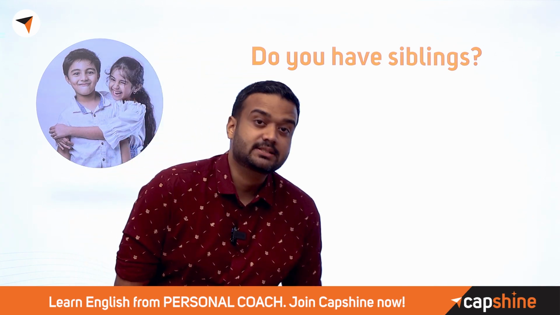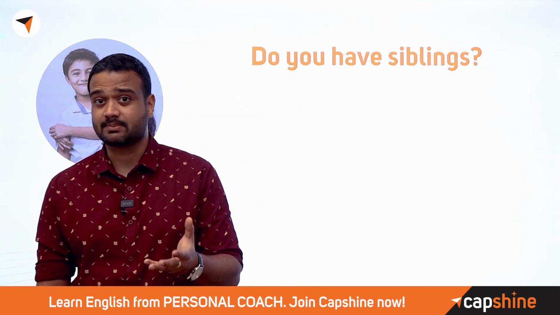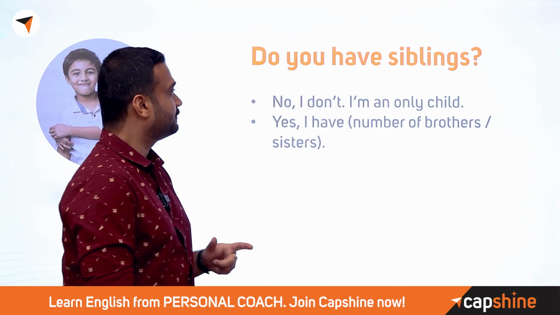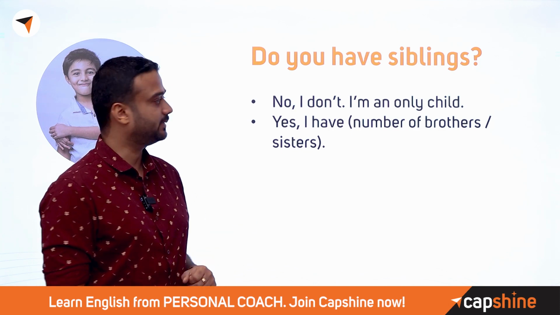The next question you can ask is, do you have siblings? Siblings is another word for brothers and sisters. To answer this, you could use the following construction. No, I don't. I'm an only child, which means you don't have siblings.